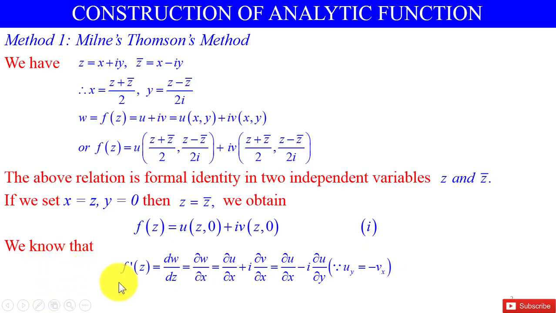We know that f dash z is equal to dw by dz is equal to del w by del x is equal to del u by del x plus i del v by del x, which is equal to del u by del x minus i del u by del y, as del u by del y is equal to minus of del v by del x by Cauchy-Riemann conditions.